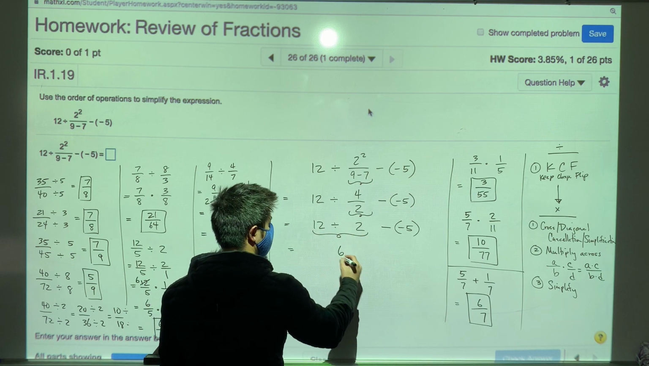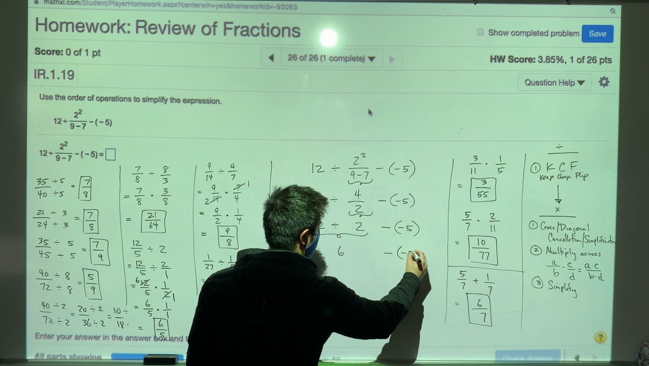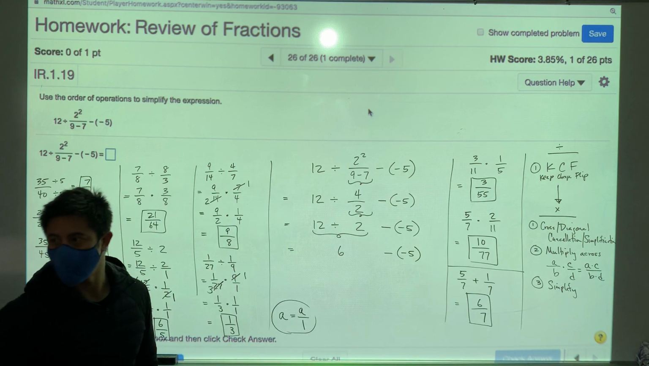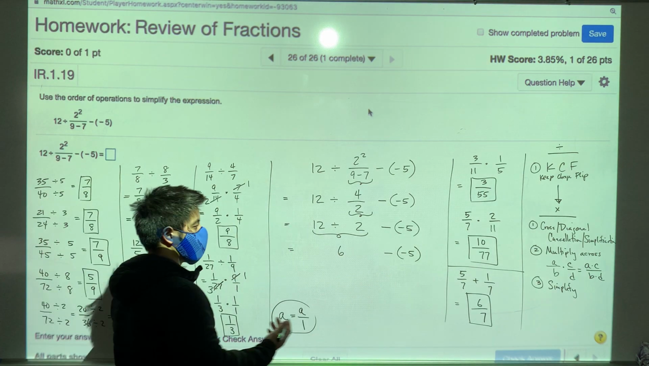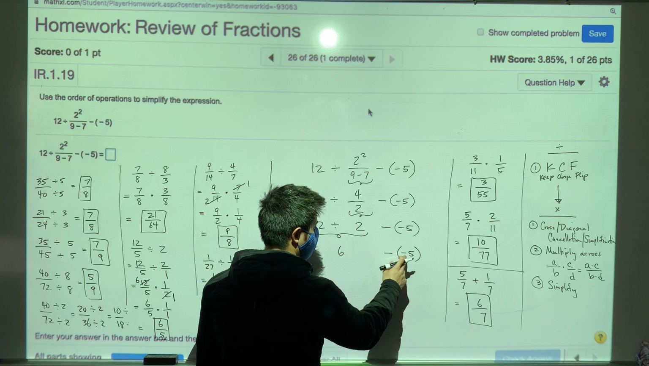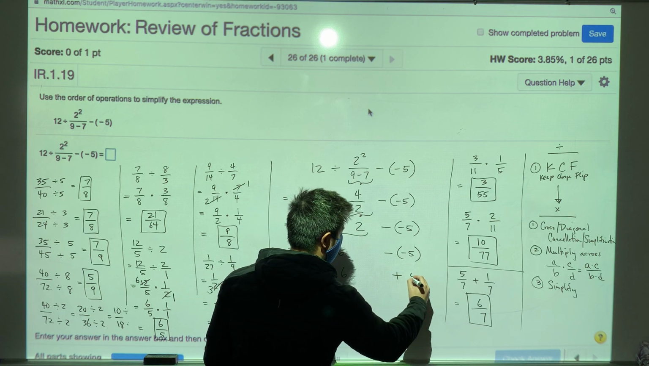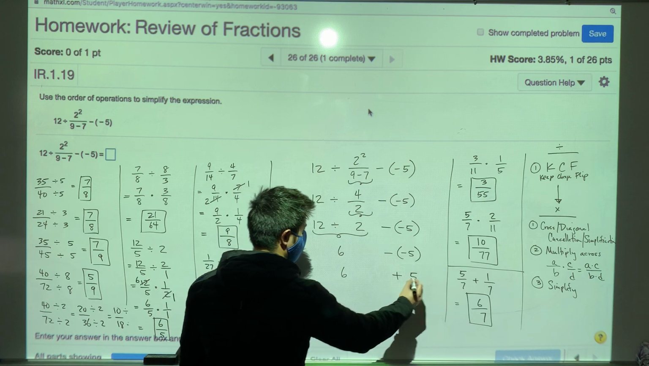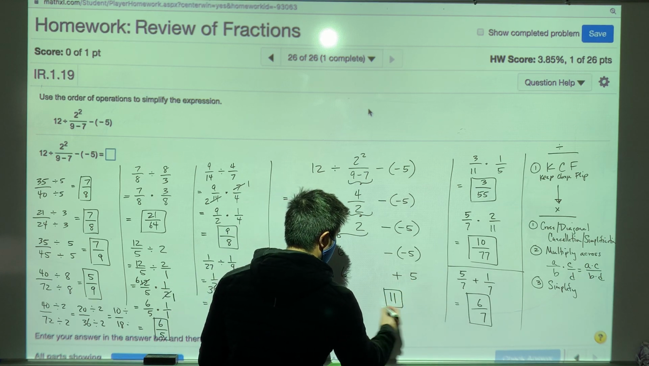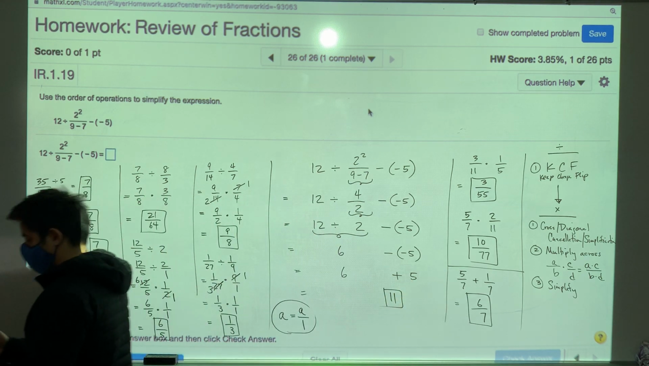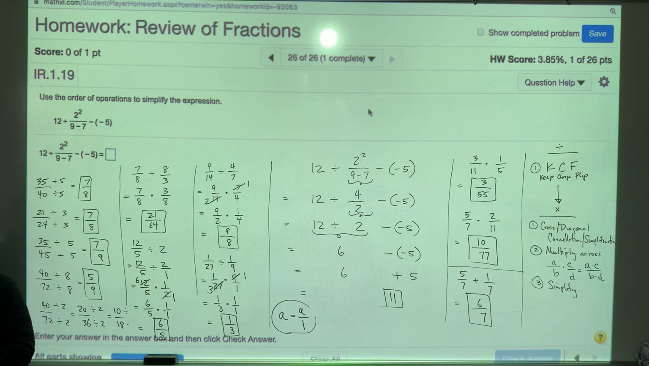12 divided by 2 is 6, then minus the negative 5. And we're almost done. Okay? Now recall that when we see a minus, minus, we know that it becomes a plus 5, and so 6 plus 5 is 11. Done.